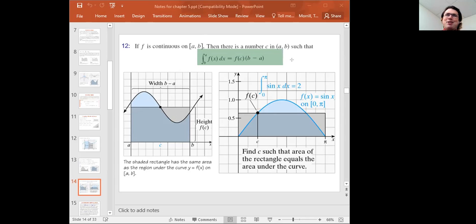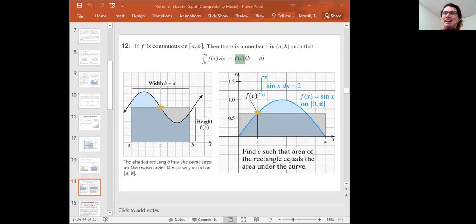Now, this isn't quite as practical as we might hope. The trick is in finding that particular value of c that would make this formula work. But it's still interesting from a theoretical perspective that there would be at least one place on the graph of this function where a single rectangle Riemann sum exactly matches the amount of area represented by the integral.